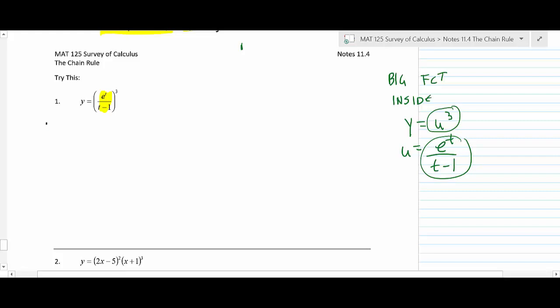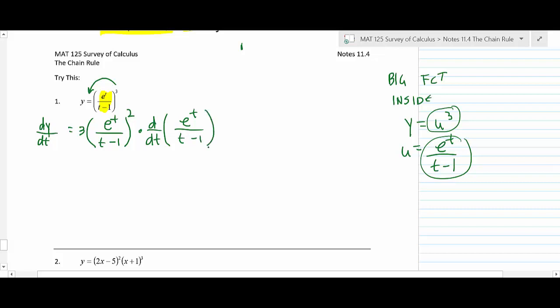When we do this, I'll just say dy over dt now. We're going to bring the 3 down, and then we'll leave the e to the t over t minus 1 alone and subtract 1 from the exponent. But we're not done, because you still have that inside part to do. So the chain rule says multiply by the derivative of the inside part, and that inside part is e to the t over t minus 1. That's how you start it off.